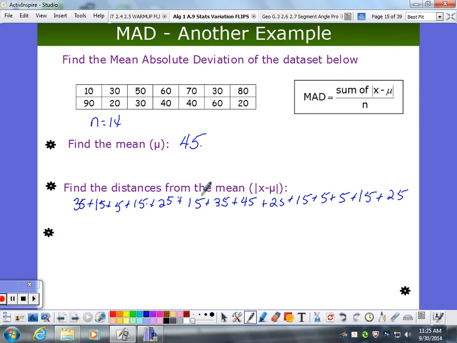Where did these come from? I see this x minus mean. So this is x, 10, minus 45, your mean. 10 minus 45 is negative 35. Take the absolute value, 35. 30 minus 45 is negative 15. Take the absolute value. 50 minus 45 is 5. 60 minus 45, I'm sure what that's supposed to be. So you've subtracted. These are all the x's. This is x, this is x, this is x. They're all x.